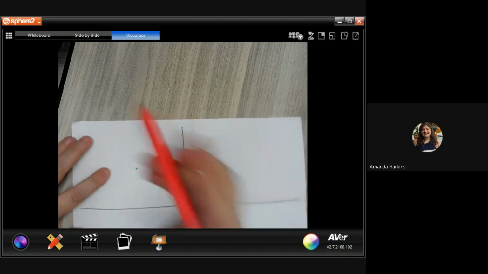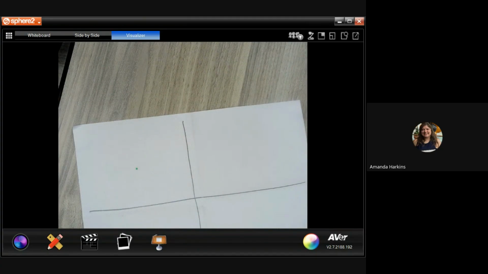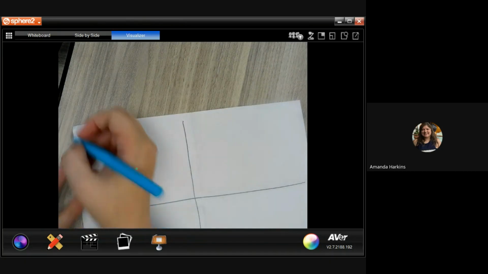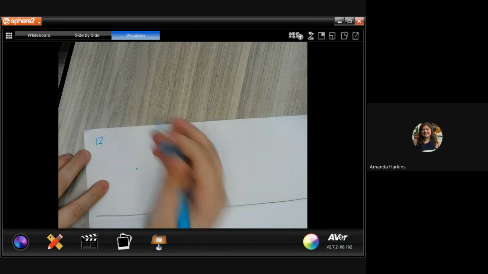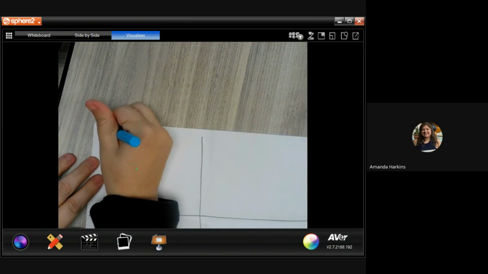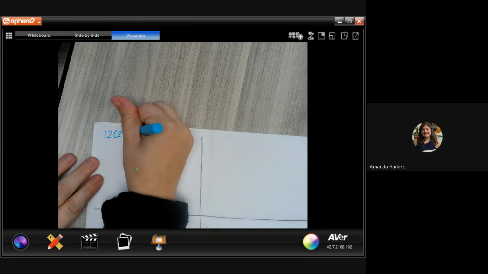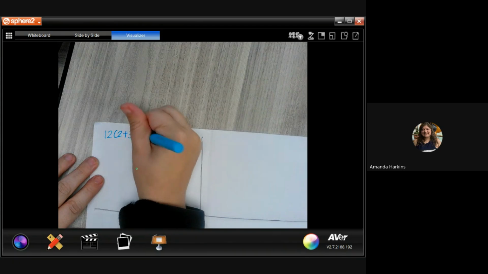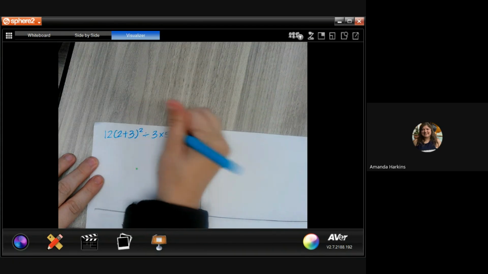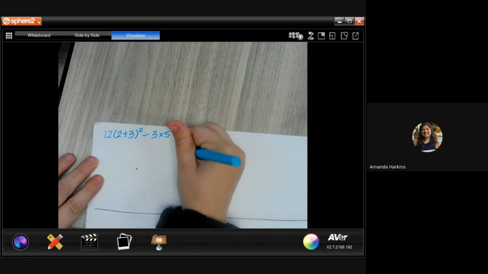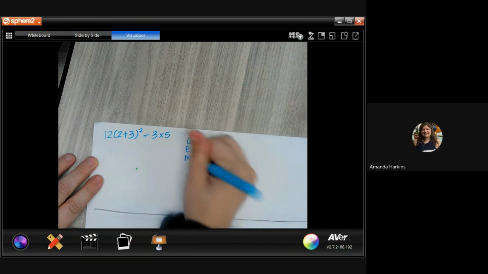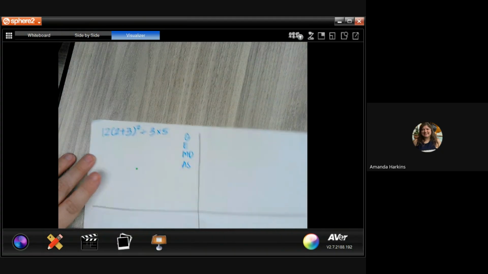So we have our first problem here. We have 12 times parentheses 2 plus 3, squared, divided by 3 times 5. I am going to write my PEMDAS, GEMDAS, whatever you want to call it.